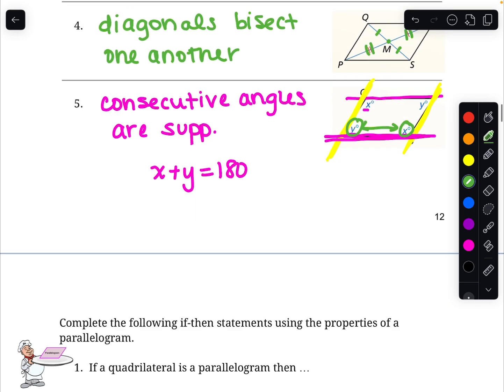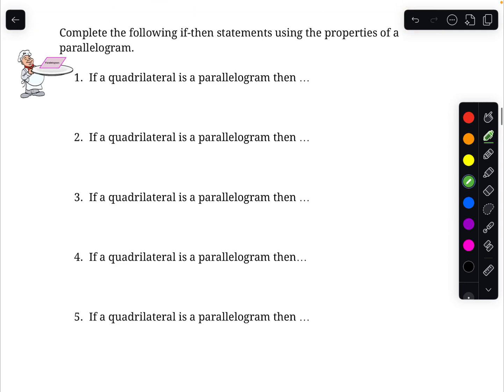All right, the next page has if-then statements. I want you to think about what you just heard, what you retained, and without looking back at your notes, try to fill in the 5 properties of a parallelogram. So if I tell you you have a parallelogram, there are 5 things that you can tell me are true. Stuff about the sides, stuff about the angles, stuff about the diagonals. I want you to pause your video, try your best to write down all 5 without looking back. Go for it.